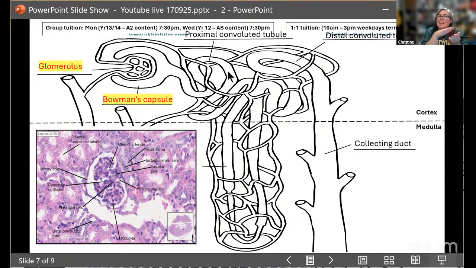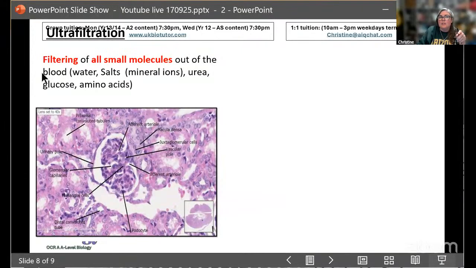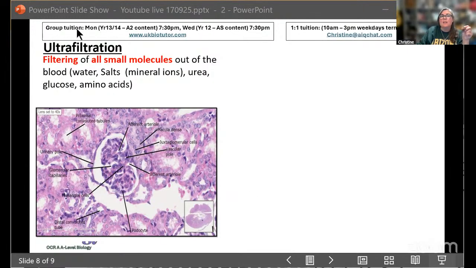Now, remember, for us to get a slice like this, what we are ending up with is a very thin slice, which has then been stained, differential staining, so we can distinguish different parts within the cell. So what we're actually looking at in here is like an open tube. So the Bowman's capsule, they've sliced it through, and what they're showing you is that region there. So at the Bowman's capsule, what actually happens, one second, I'm just going to move this down here so you can see, is a process called ultrafiltration.